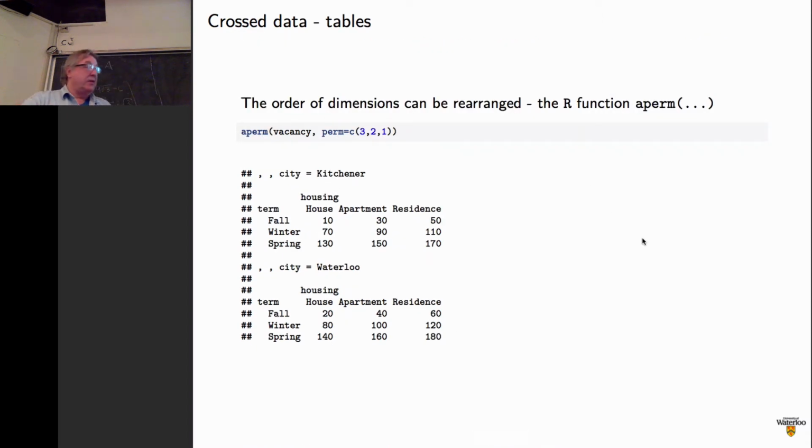You can rearrange the dimensions once you've filled it with just an A perm. Here I'm just reversing them. The dimension will be 3, 2, 1. So now the first dimension that's varying quickest is fall, winter, spring, the term, then housing, and then city. So that turns it into a view that looks like two 3 by 3 tables. Okay? So you can rearrange these things, and I think you used that one a little bit in the assignment.